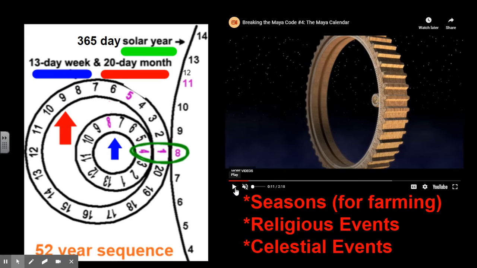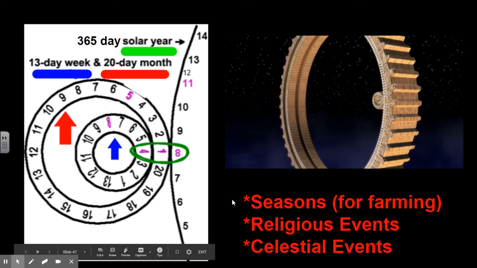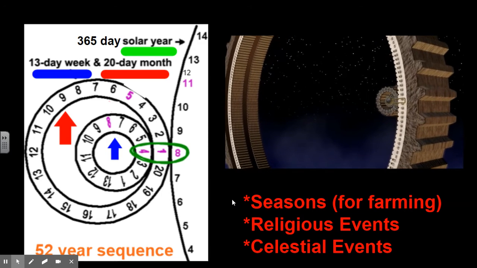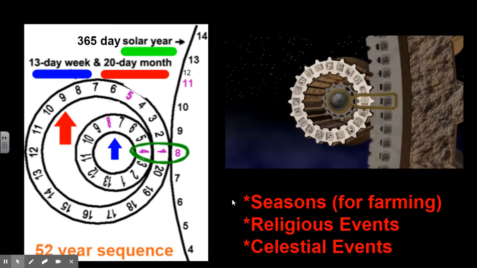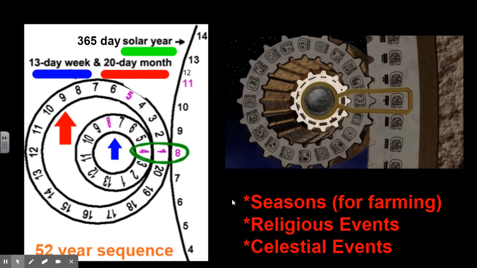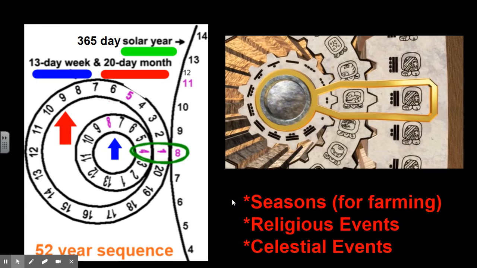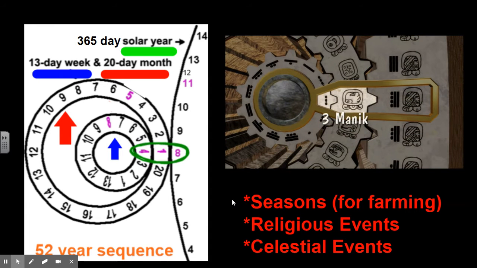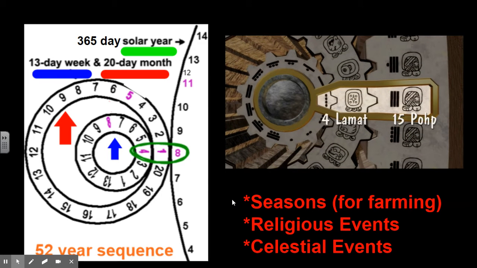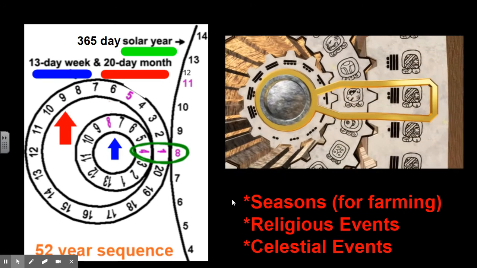If you notice, if I keep this playing, they're going to show you how, if this thing was constantly moving one click per day, that's how these would match up. They're highlighting the outer ring right now to show you the 365, then the 20-day month, and then the 13-day week. They give some examples of what the sequence will match up as, using some of the Mayan terms. Like 3 Manik 14 Pop would be one click, then 4 Lamat 15 Pop, and then 5 Muluk 16 Pop, and the thing goes on and on.